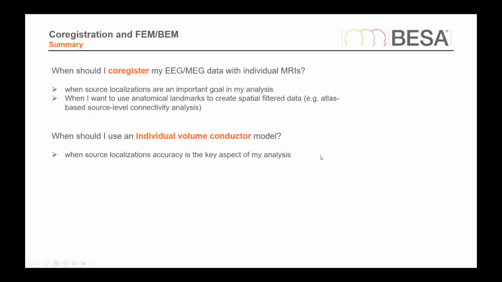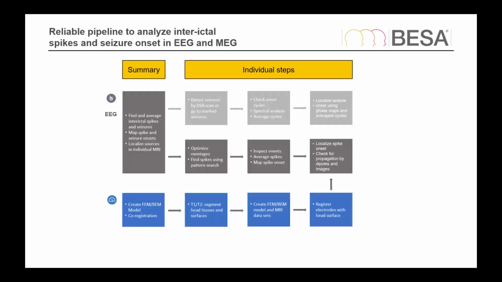analysis. This is actually only partially true for MEG. I think in MEG you already get very good results with spherical models, but for EEG it's quite a crucial factor. So this was just some background, and now I want to have a look at a pipeline for analyzing spikes in EEG and MEG.